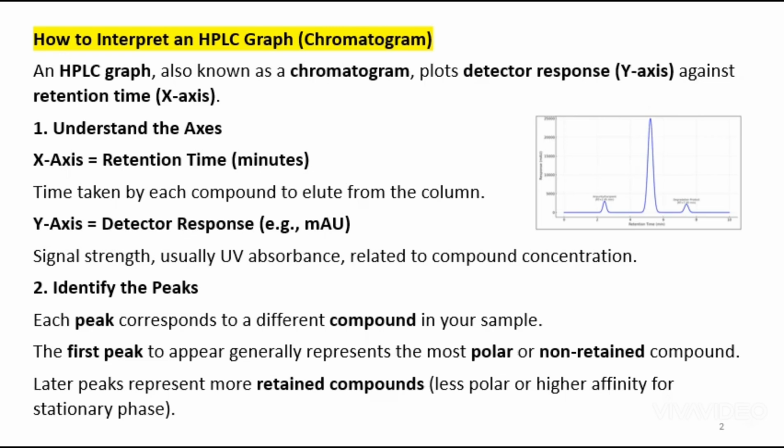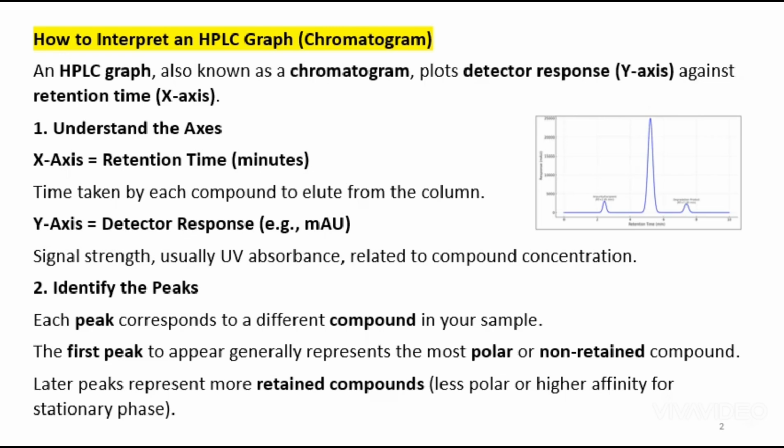Now understand and identify the peaks. Each peak corresponds to a different compound in your sample. That means different samples will provide you different and distinct peaks. The first peak to appear generally represents the most polar or non-retained compound. It depends on the gradient, and also on the type of HPLC, whether it is normal or RP HPLC. So the first compound is generally considered a polar or non-retained compound, which means it is coming out earlier.